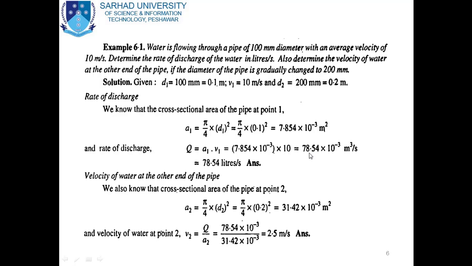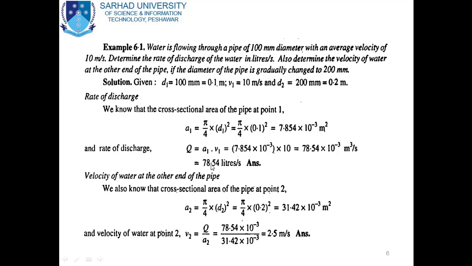Now we have to find the discharge in liters per second. So multiply this value by 1000, as 1 cubic meter is equal to 1000 liters of water. So multiplying this by 1000, we will get the rate of discharge in liters per second, which is equal to 78.54 liters per second. And this is the answer of the first part.